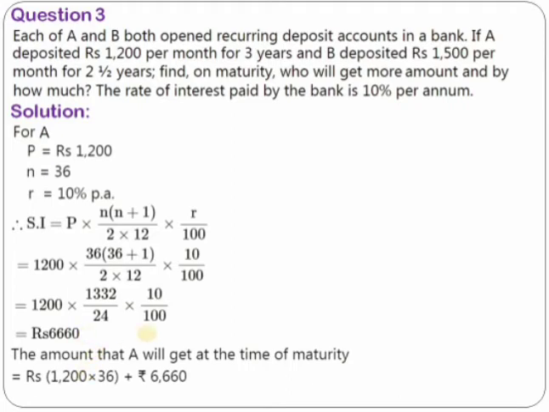Now let's calculate the maturity value as well. All of you know the formula is P into N, that is the total sum, plus the interest. So the total sum is given by this, and the interest is this much, and if you simplify this, you will get 49,860. So this is your maturity value for A. Similarly, will you be able to find the maturity value for B? Definitely, the process is the same.